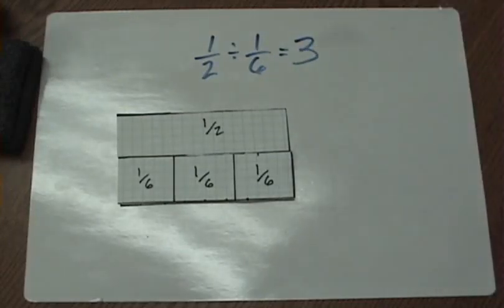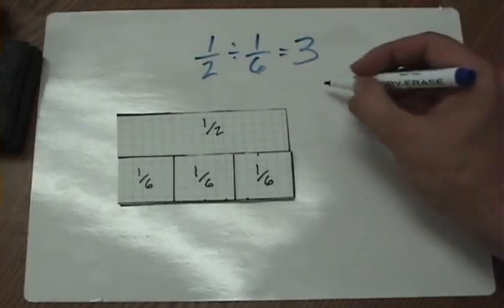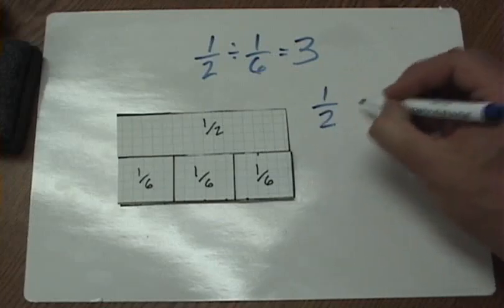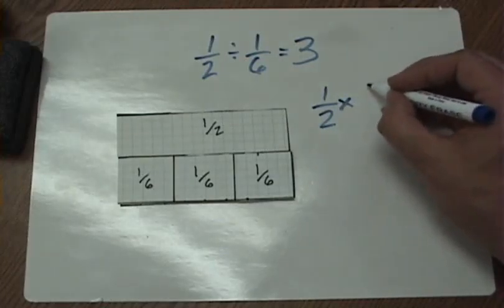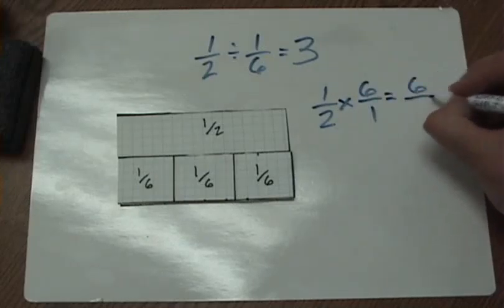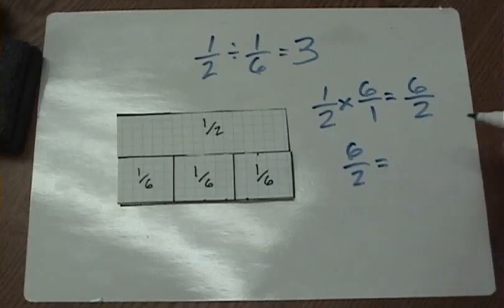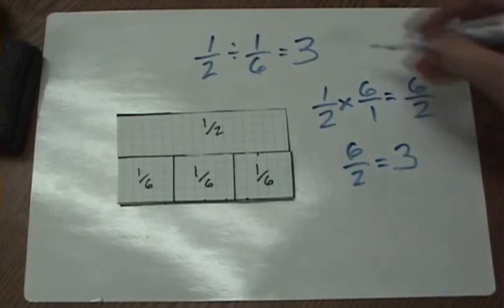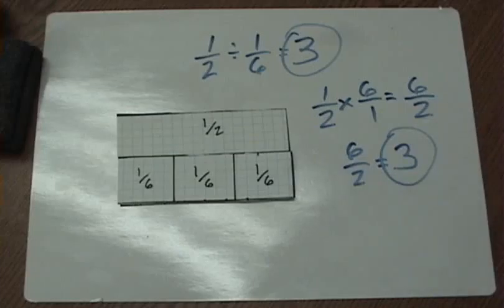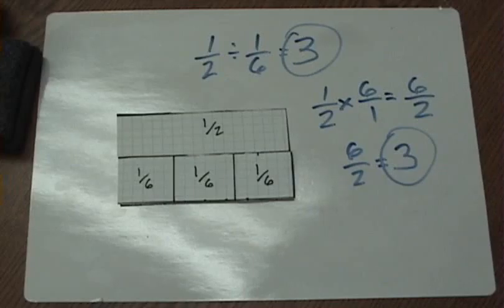Now another way to look at this is to look at the inverse of this fraction, the reciprocal. So if I had 1/2 times 6/1, then as we learned earlier, I just multiply the numerators across and the denominators across, and I would have 6 divided by 2, and 6 divided by 2 is 3. So breaking it up into groups or multiplying by the reciprocal is going to give us the same answer.